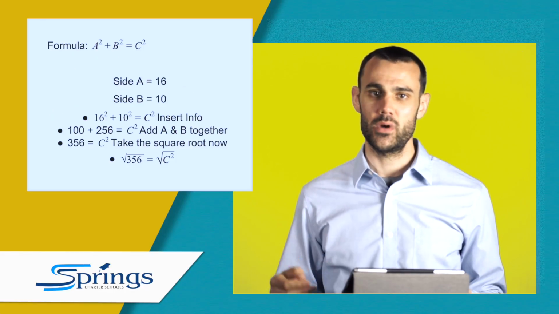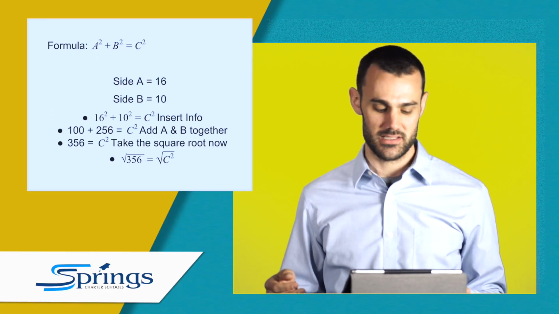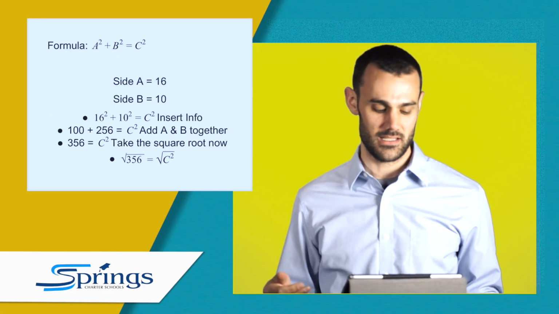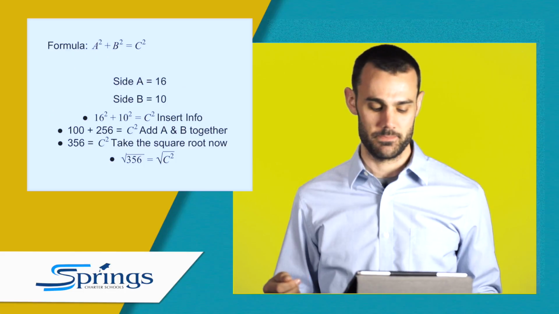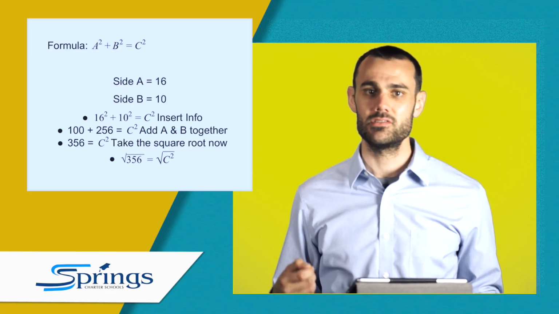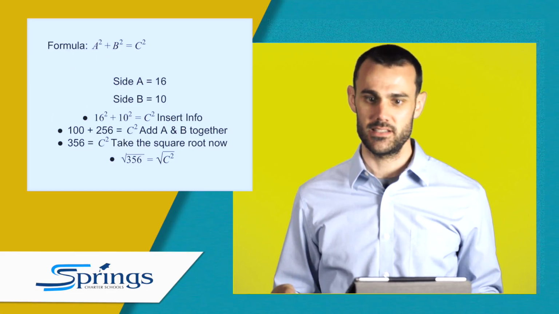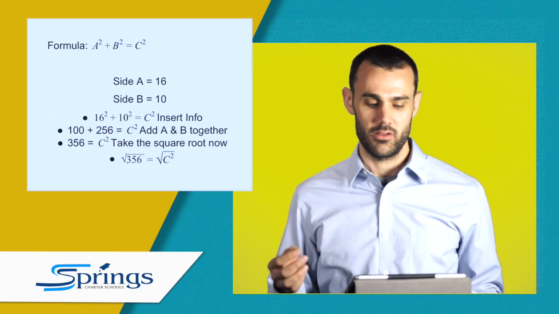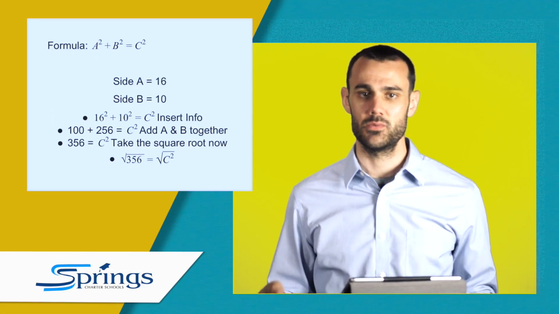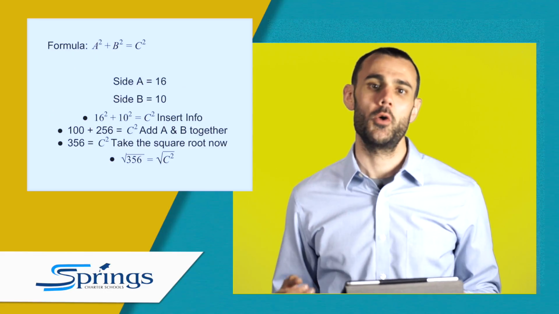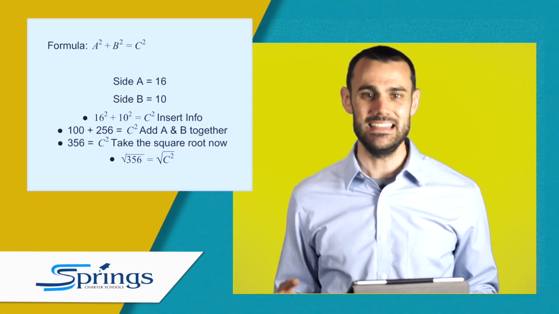I'm going to go ahead and square 16 and square 10. That means 16 times 16, which is 256, and 10 times 10, we all know, is 100. Then I add those two together. 100 plus 256 is 356, which equals C squared. Well, we don't want to know what C squared is. We just want to know what C is worth.